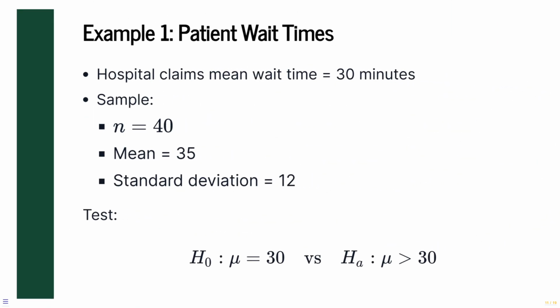Let's walk through an example involving patient wait times in a hospital. Administrators claim that the average wait time is 30 minutes, but a patient advocacy group believes it is longer. A sample of 40 patients is collected, and the average wait time is 35 minutes with a standard deviation of 12 minutes. We set up the hypotheses so that the null says the mean is 30, and the alternative says the mean is greater than 30.